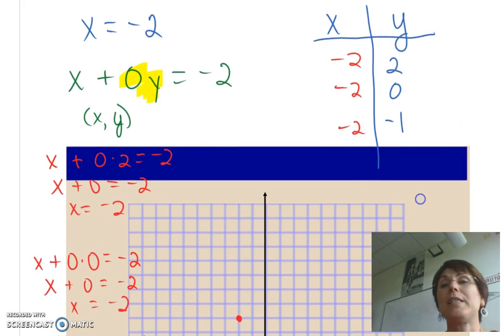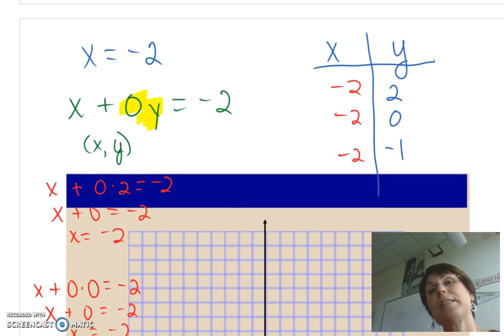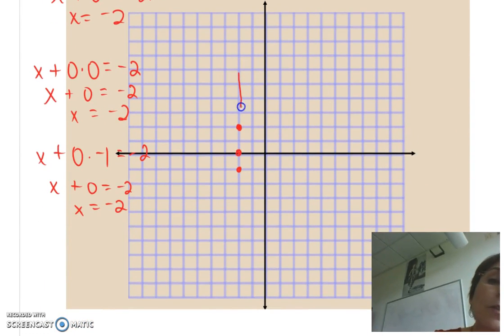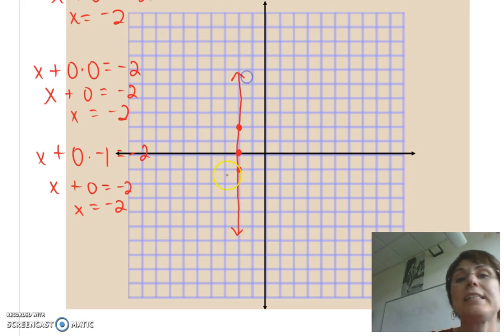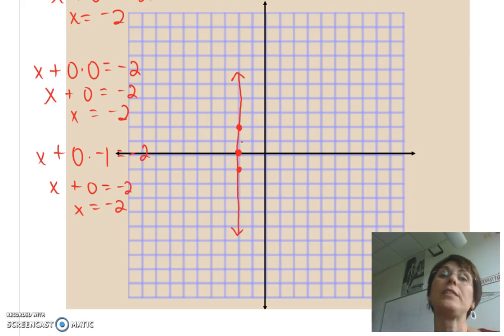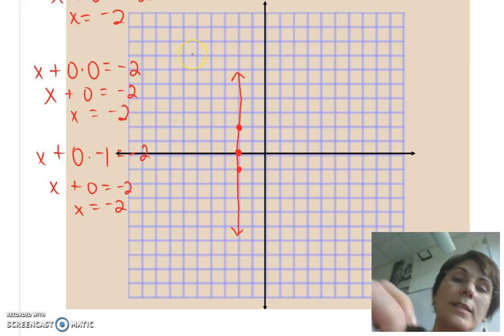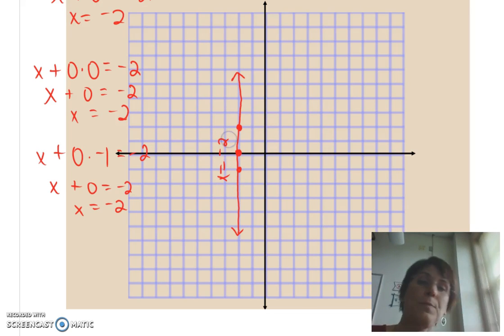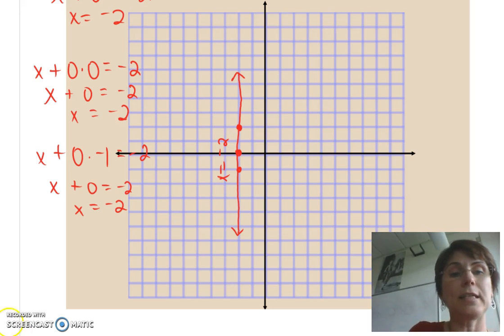And basically what we've seen here is no matter what our y value is, our x value will always be negative 2. So x equaling negative 2 is actually a vertical line that has an x-intercept of negative 2. This vertical line intercepts the x-axis at negative 2. So this is the equation, x equals negative 2. Let's go to the next equation.